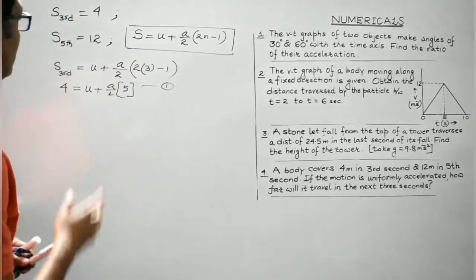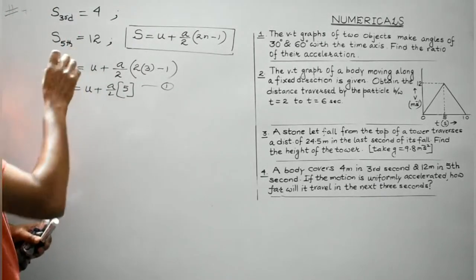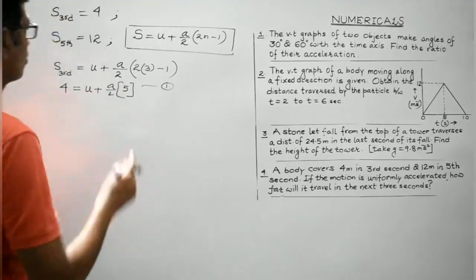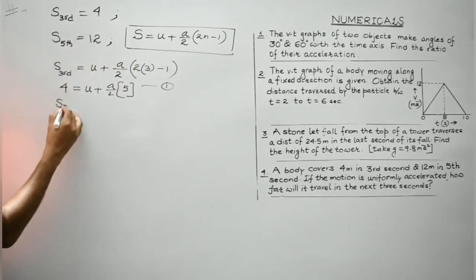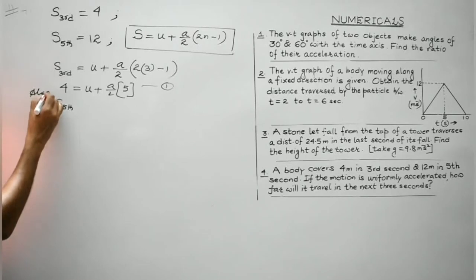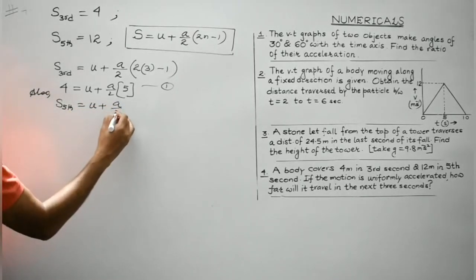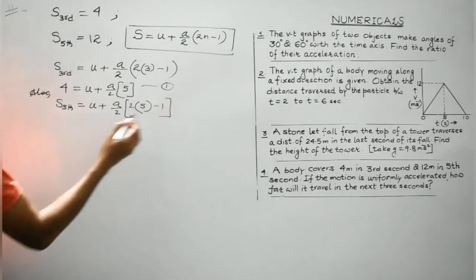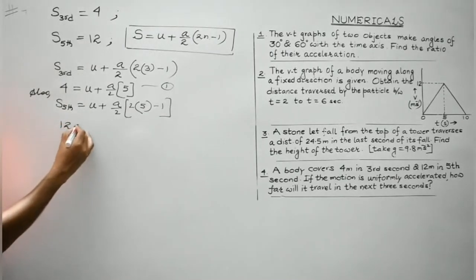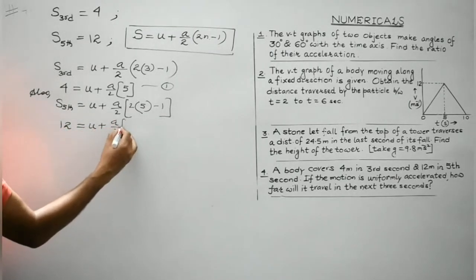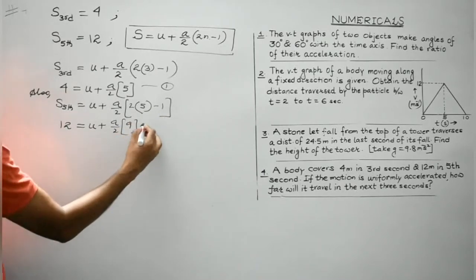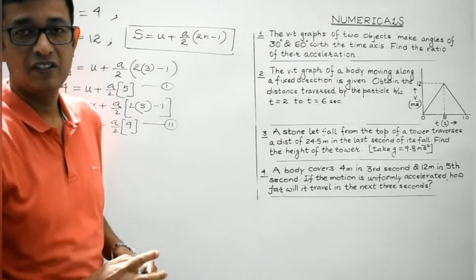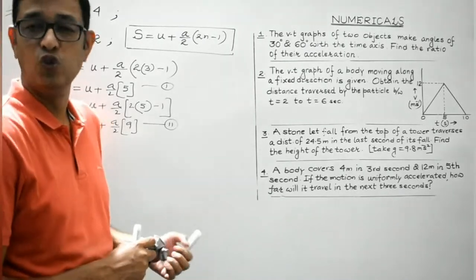Right, students? Similarly, the second information, the body is covering 12 meter in the fifth second, not in 5 seconds, in the fifth second of its motion. So S fifth will be equal to u plus a by 2, 2 in place of n, it will be 5 minus 1. So S fifth is given to be 12. So it will be equal to u plus a by 2, 10 minus 1, that will give us 9. Now look, these are the two variables. There are two equations, so we can easily solve it to get the value of u as well as a.